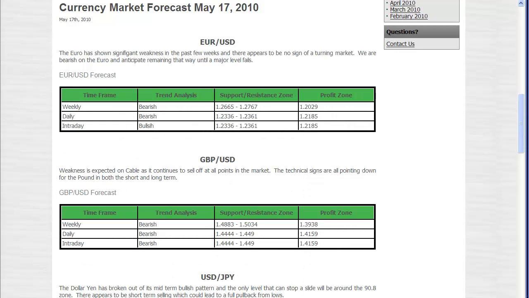This is pillartrading.com, and today we are looking at the Australian dollar versus the US dollar. It is the chart of the day. We're going to start off by looking at yesterday's currency market forecast on the pillartrading.com website.